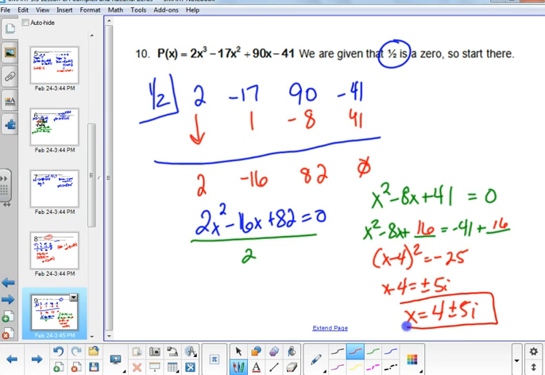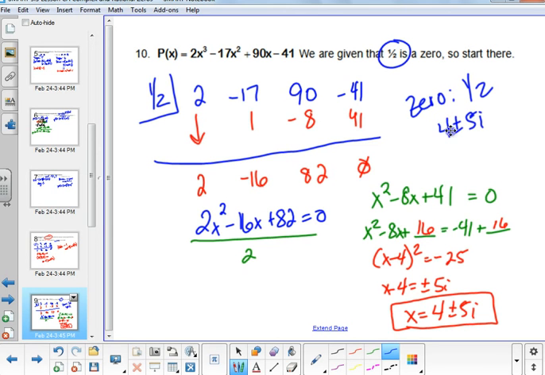Now, I don't know if the directions said only find real zeros. If they did say only find real zeros, I don't even need these answers, but I think it just said find all zeros, so that indicates real and complex zeros. We just found 3 of them, 3 total. So 1 zero, which also happens to be an x-intercept, is at 1/2, and then the other 2 are 4 plus and minus 5i.